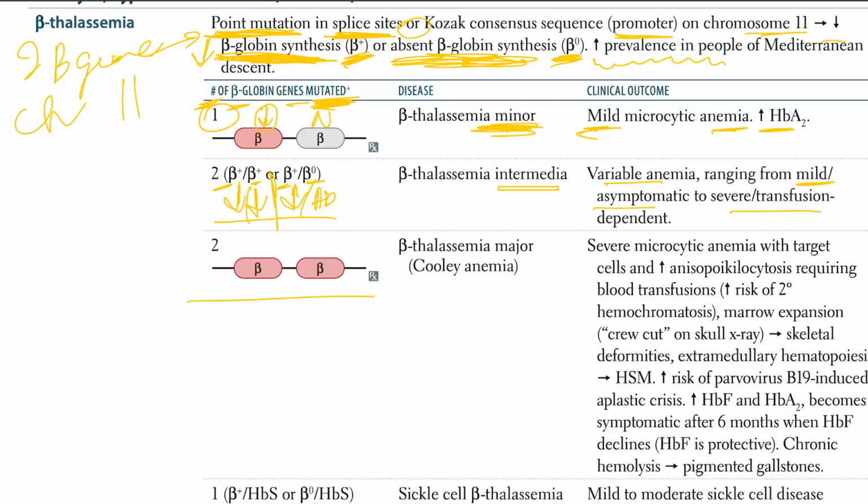Now let's talk about the other one. What do we have here? We have both the beta genes being absent, so B0, no beta gene.